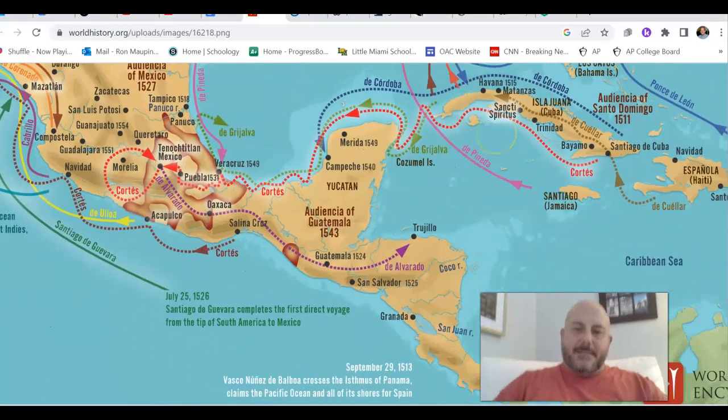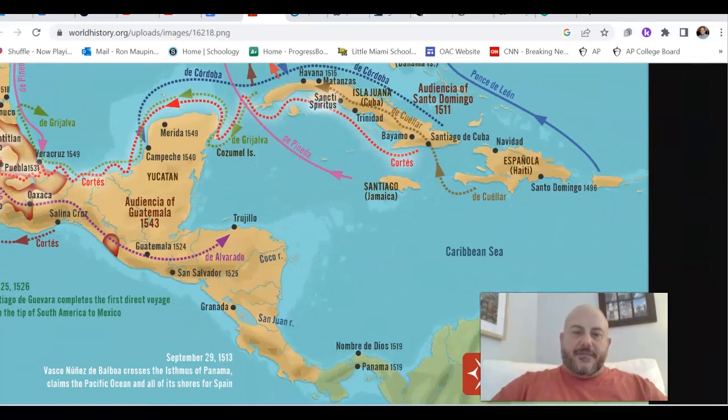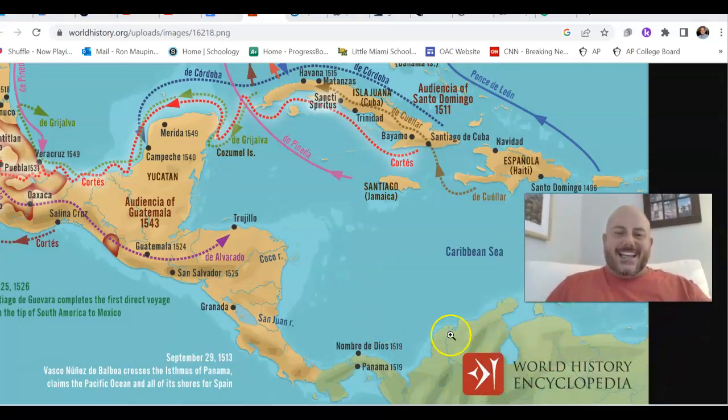Let's take a look at some of these in chronological order. If you take a look at this map down here, in 1513, you'll see that Vasco Núñez de Balboa is going to be significant in crossing the isthmus down here in what is eventually going to be known as Panama, connecting the continents of North America and South America. And so basically he's going to be the first Spanish explorer that is going to claim the Pacific Ocean for the Spanish government.